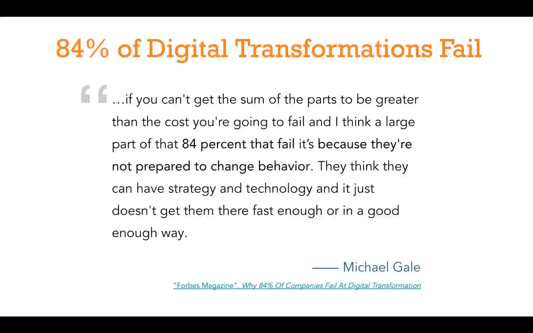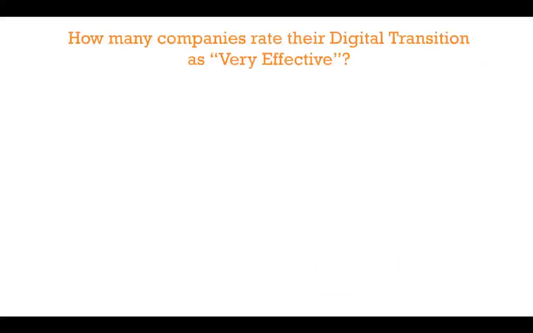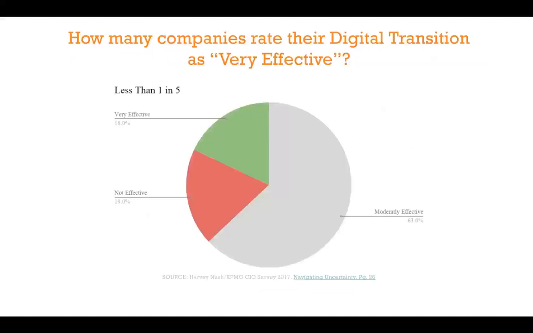So how many companies rate their digital transition as very effective? Well, it's not a lot. Only 18% rate it as very effective, 63% moderately effective, with 19% not effective at all.